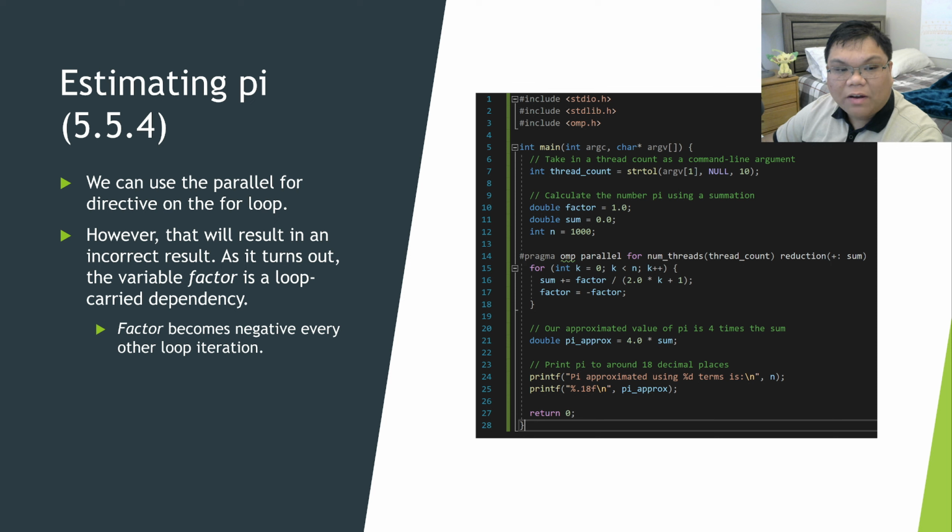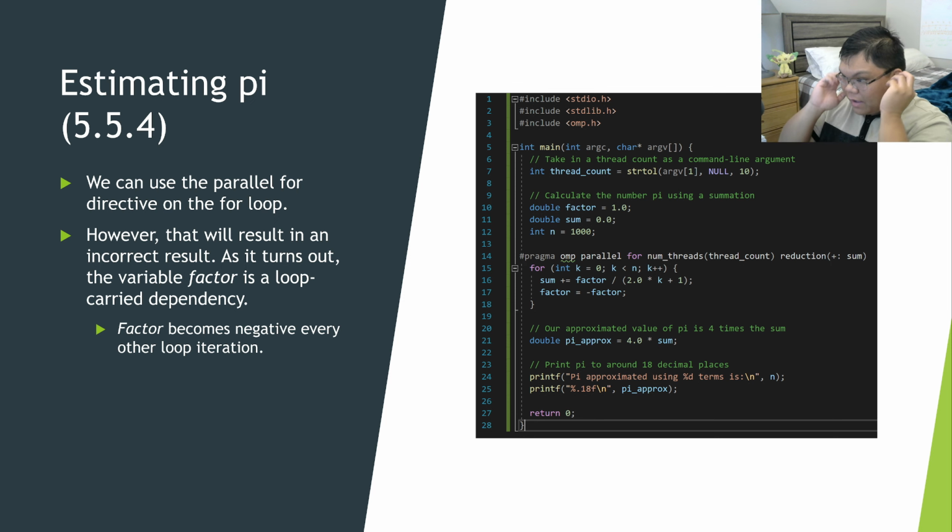You can see a problem here already. In fact, I wrote it as an aside. We are changing the value of factor every for loop iteration, so it goes from factor to negative factor. That is a loop carry dependency.